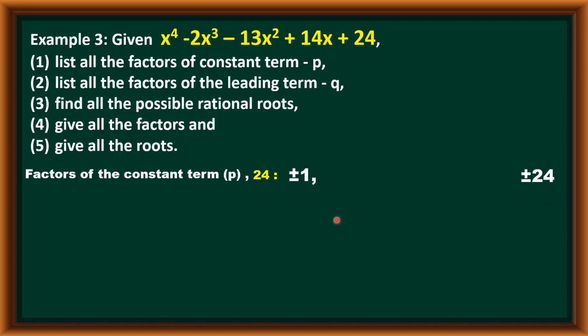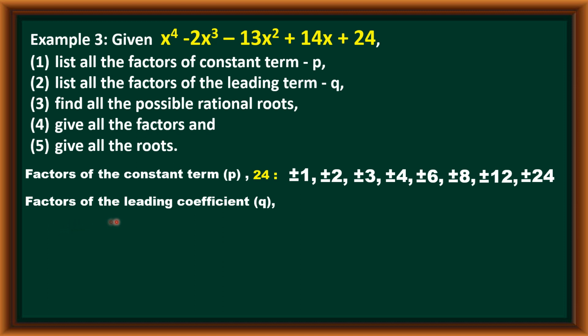And then, ano pa yung mga factors ng 24? Pwede rin namang 2 times 12. We can also have 3 times 8 and 4 times 6. Lahat yon positive and negative. So, ayan na yung ating p. Now, we go na with the factors of the leading coefficient, which is our q. Yun yung number sa unahan nung variable na may pinakamataas na exponent. So, 1 yon. And ano nga ba yung mga factors ng 1? Walang iba kundi 1 times 1. Positive and negative din yon.